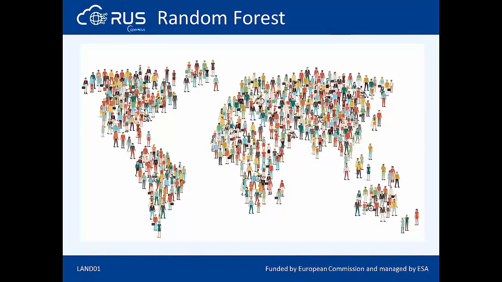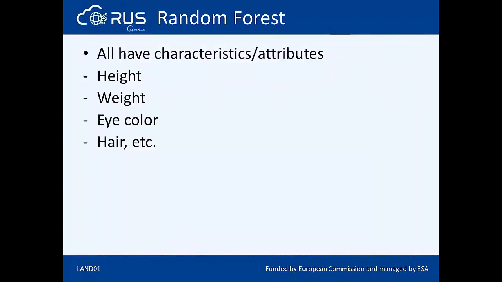So let's imagine we have the following task. Let's imagine we want to classify the world population between boys and girls, okay? So as always, in all the classification tasks, we need some knowledge about our target. So we all know that we all have characteristics and attributes, right? So we have a height, a weight, an eye color, the hair, etc. You can think about any other characteristic about people in general, okay?